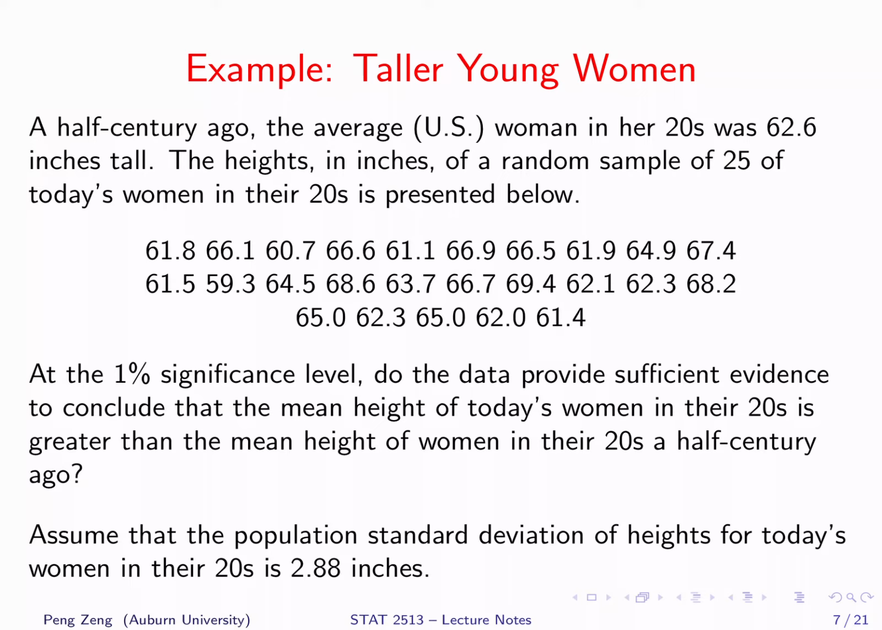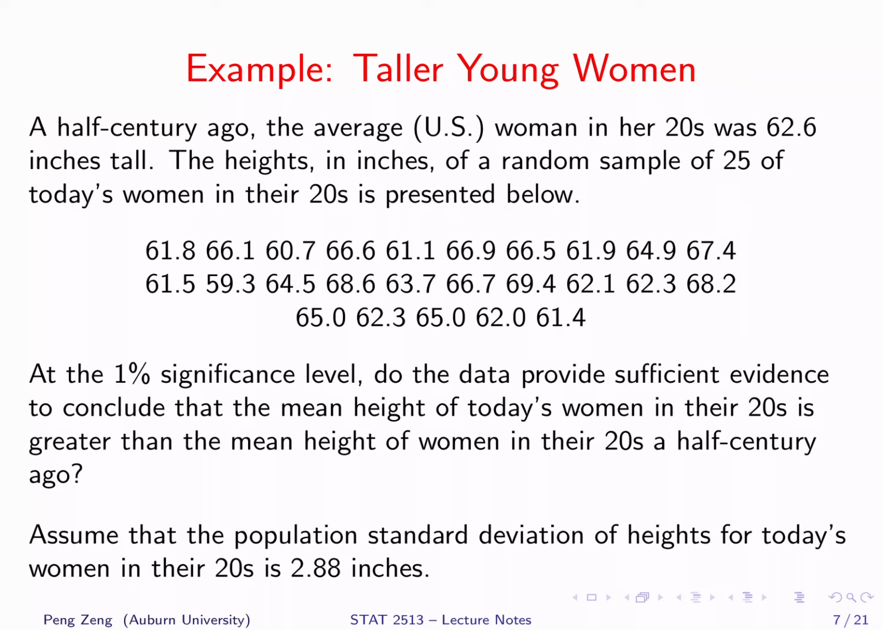Let's look at one example. A half-century ago, the average US woman in their 20s was 62.6 inches tall. The height in inches of a random sample of 25 of today's women in their 20s is presented in the slides. At the 1% significance level, do the data provide sufficient evidence to conclude that the mean height of today's women in their 20s is greater than the mean height of women in their 20s a half century ago? Assume that the population standard deviation of heights for today's women in their 20s is 2.88 inches.